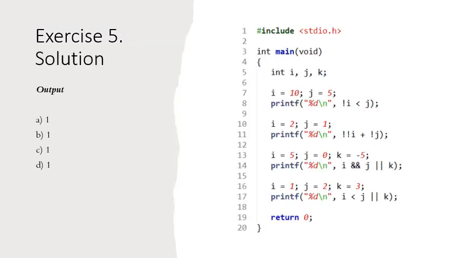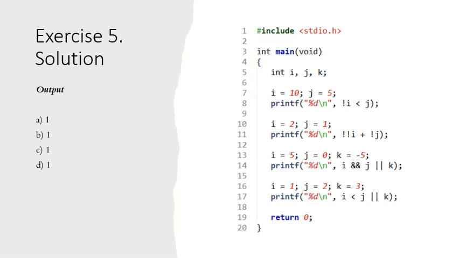So let's quickly go over this example. In line 5, we are declaring variables i, j, and k. In line 7, we are assigning values 10 and 5 to variables i and j. On line 8, we would like to evaluate the expression not i is less than j. So we first evaluate not i. Not i is not 10, so that will be 0. So 0 is less than 5, or j equals 5. That is true, so that will give us a 1.